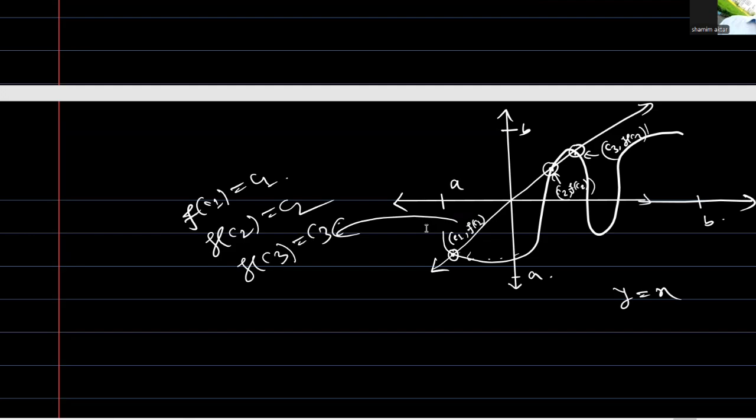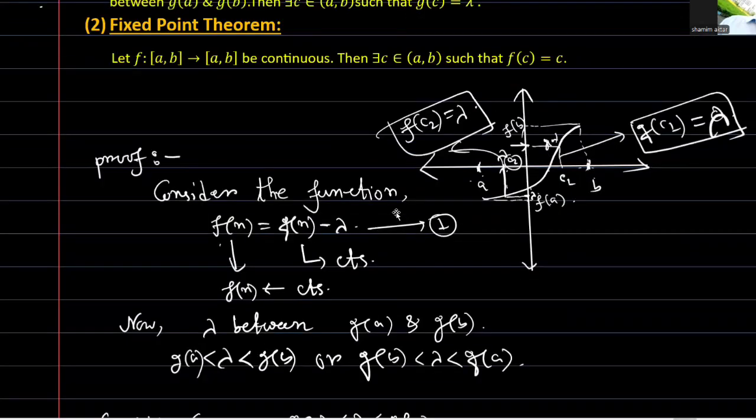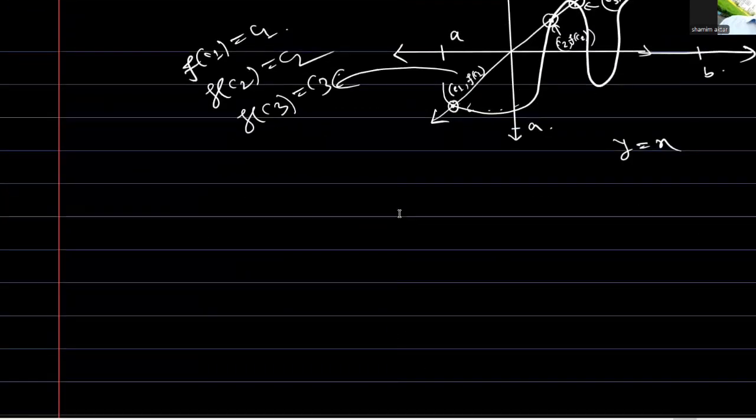Actually this means that where the straight line y is equal to x intersects the graph, that point is a fixed point. Okay, this is the graphical view of the fixed point theorem. Now we prove it mathematically. Let's start the proof.